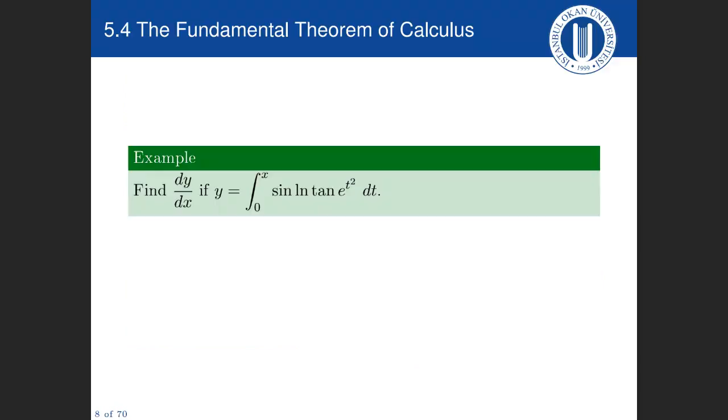Or another one. Find dy/dx if y is the integral from 0 to x of sine of ln of tan of e to the power t squared dt. So we just do exactly what we did before. We're going to take our integrand and we're just going to replace t by x. The answer is sine of the natural logarithm of tan of e to the power x squared. And it's that easy.